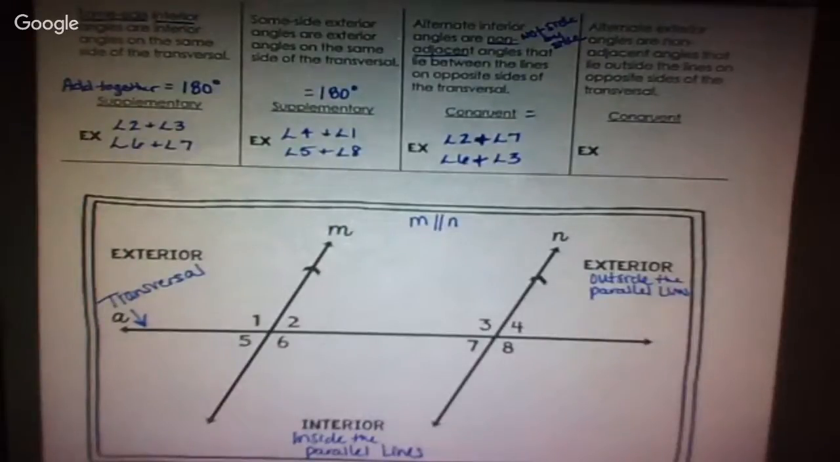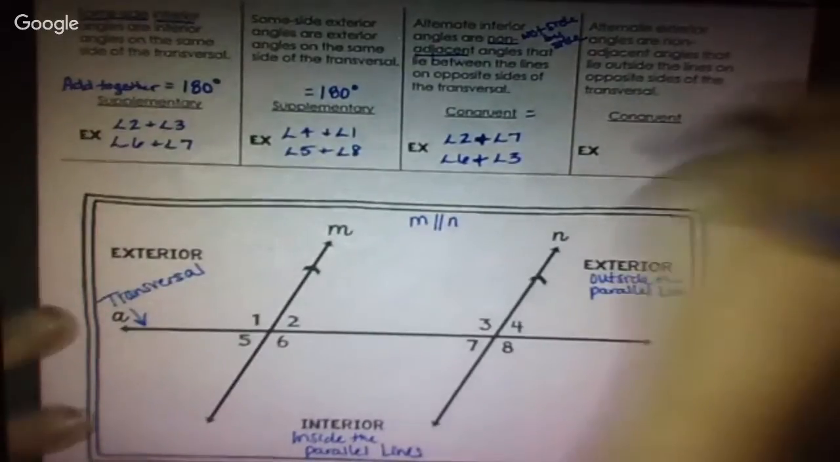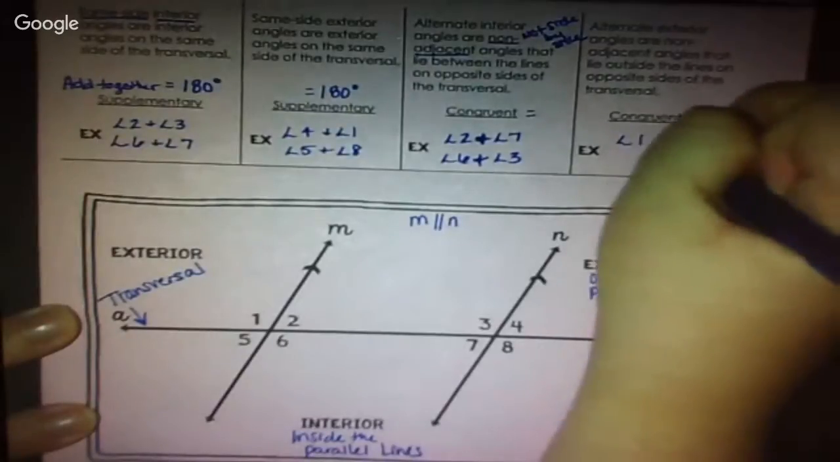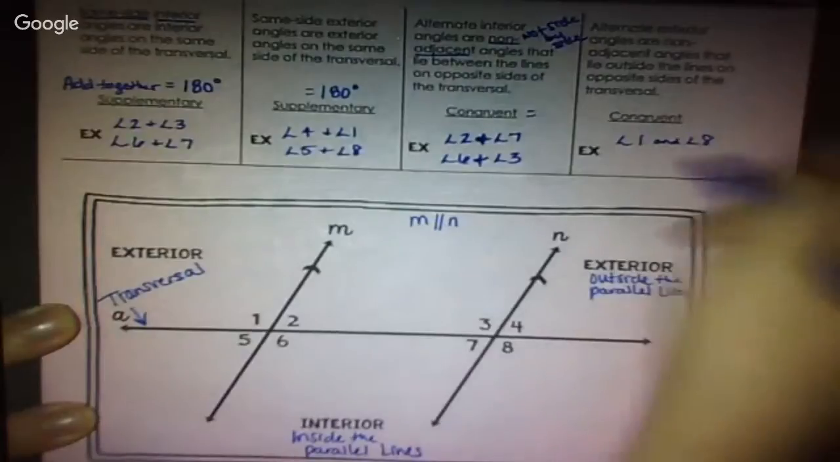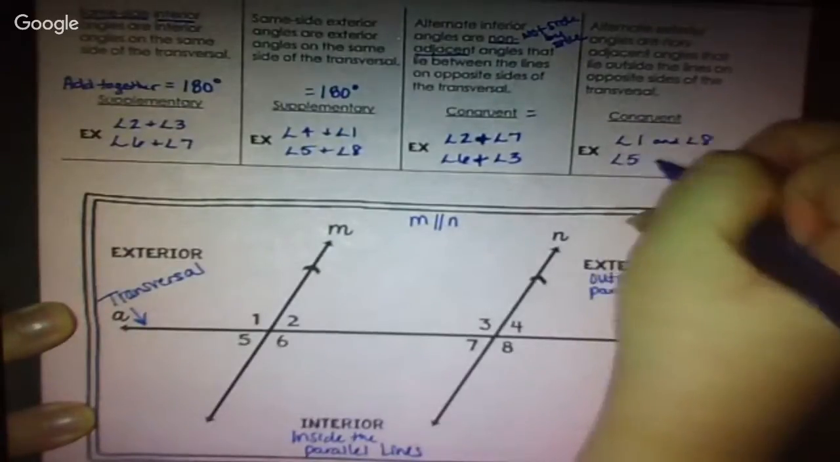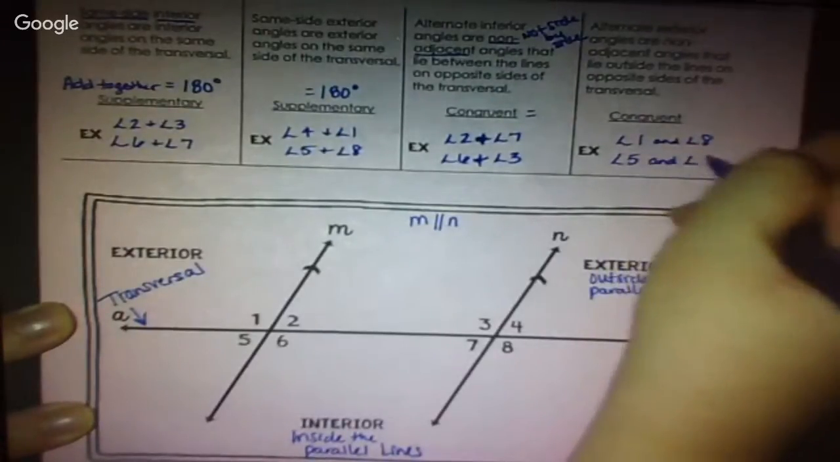So alternate exterior angles have the same rules. They're outside this time, and they have to be non-adjacent. So angle 1 and 8. Good. Angle 1's on the top. Here, let me write. And angle 8. And angle 5 and 4.